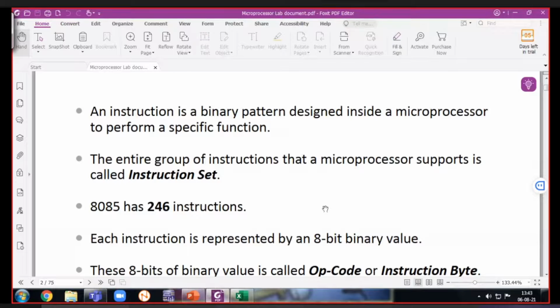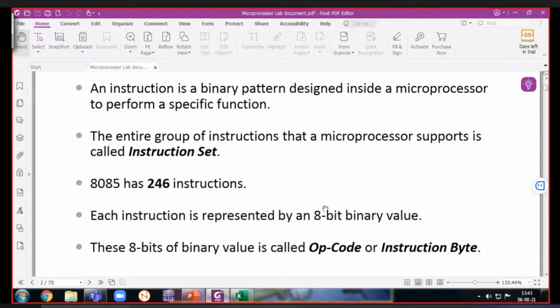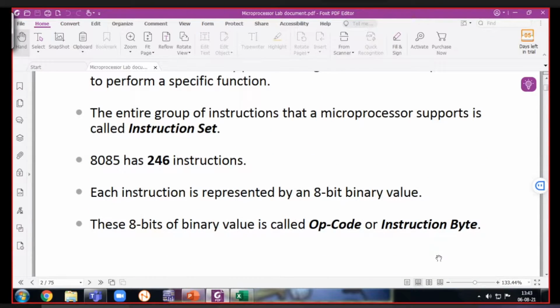So 8085 has 246 instructions. Each instruction is represented by an 8-bit binary value that is called the opcode or the instruction byte. If we use software, we'll enter this opcode, not the entire instruction like ADD B. We'll put the equivalent opcode of ADD B.